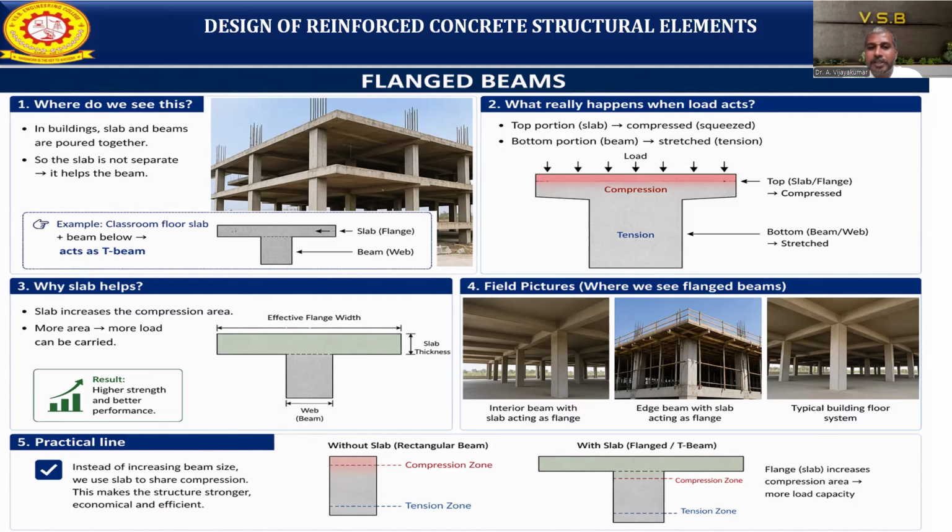Now if you go inside and see the interior beams, all the beams and columns, if your slab is supported above the beam, it behaves as a T-beam. Then the edge beam may be an L-beam or an inverted L-beam, with the slab acting as a flange. In a typical building floor system, you can see how the slab is placed above the beam and how the T-beam behaves.